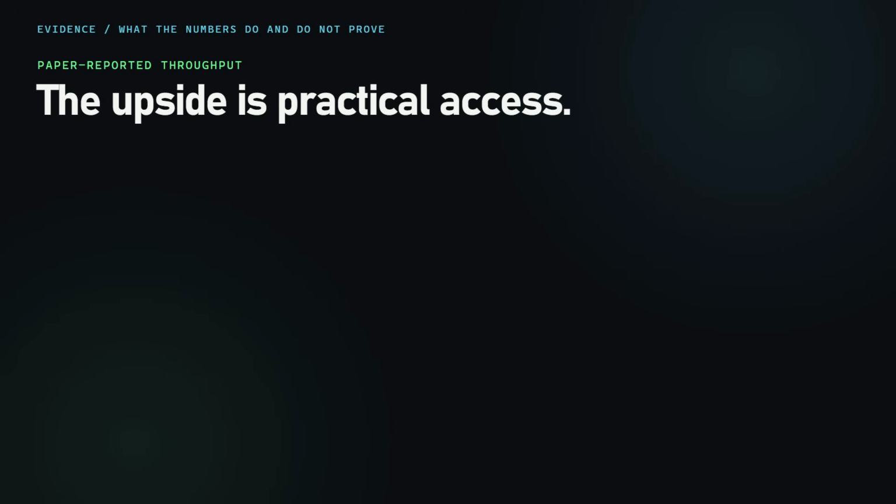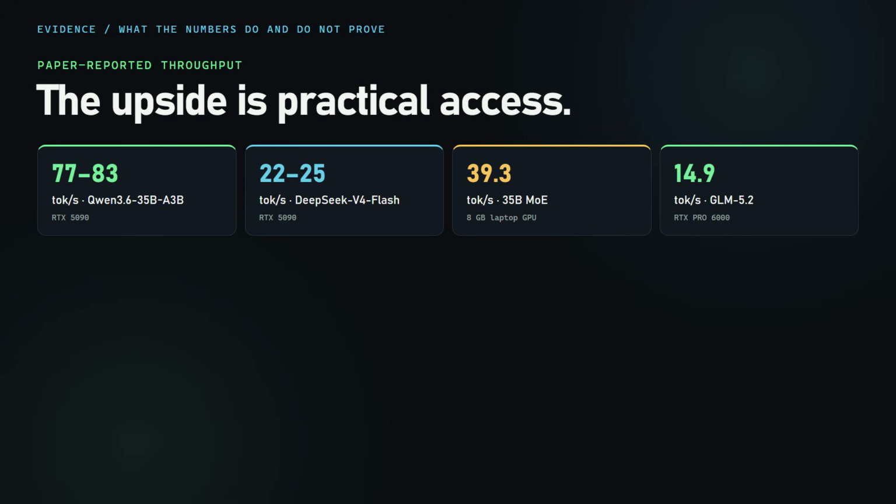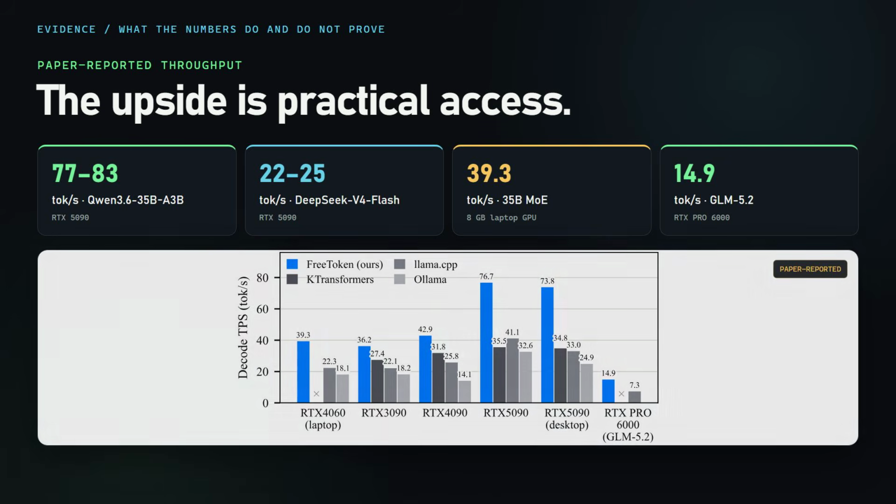The upside is practical access. The paper reports 77 to 83 tokens per second for Qwen 3.6-35B-A3B and 22 to 25 for DeepSeek V4 Flash on an RTX 5090, with 1.5 to 2.3 times higher decode throughput than its selected edge baselines.